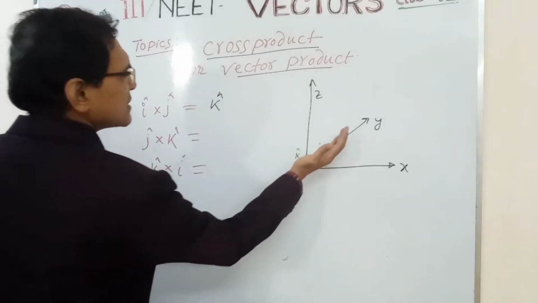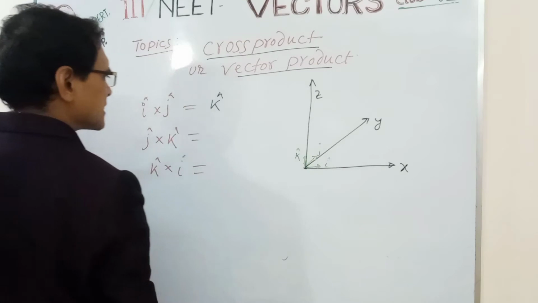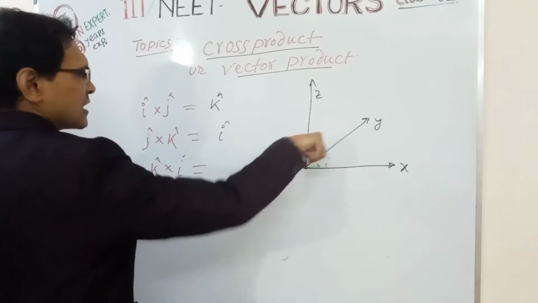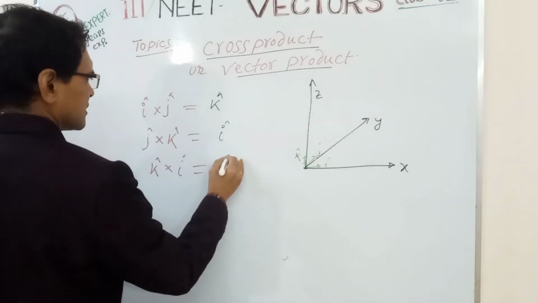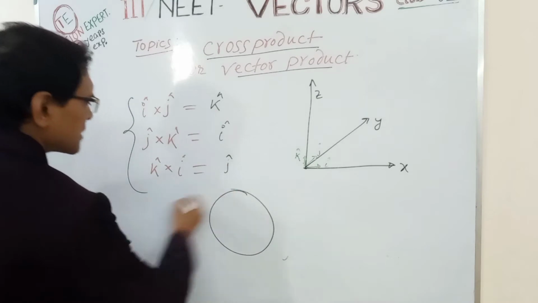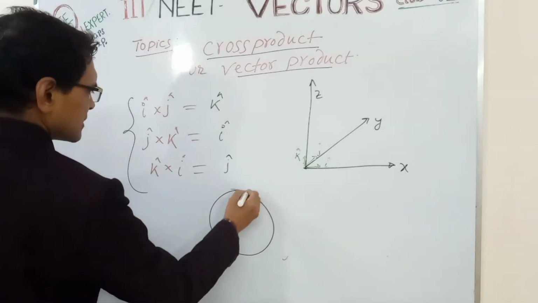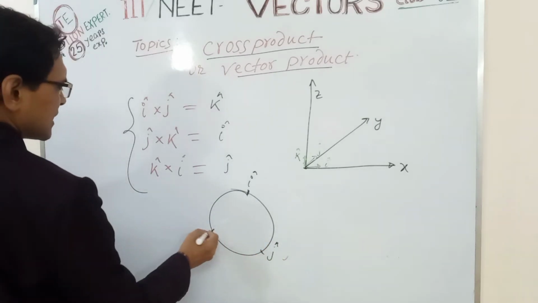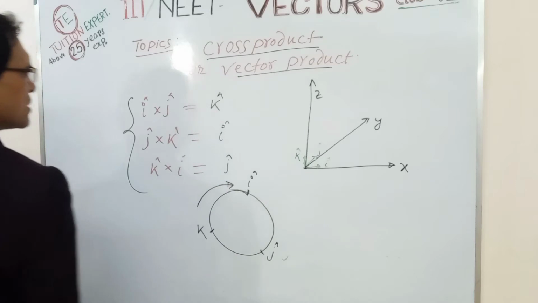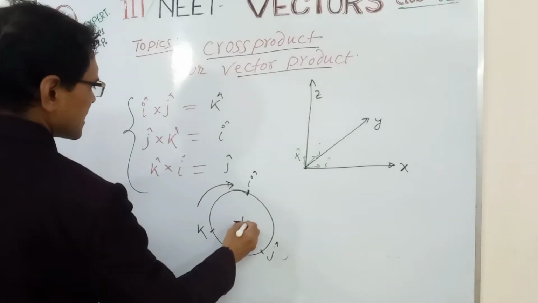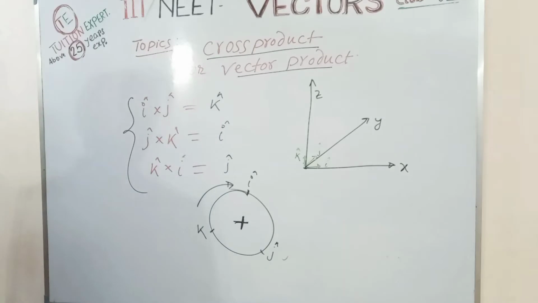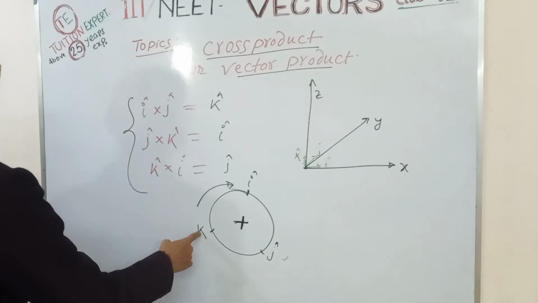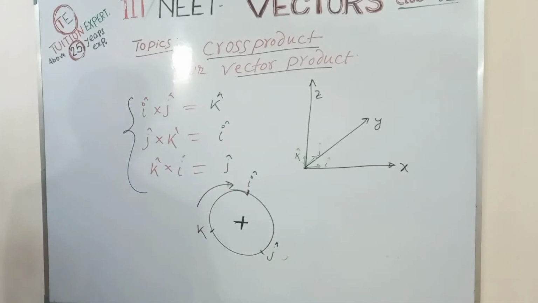Similarly, if we turn from j to k, then this is the x axis. So j cross k will be I. K to I, if you turn this way, then this becomes unit vector j. So this is the right hand system. If this is I, this is j, this is k, and if we turn from I to j, this becomes plus. Just remember this convention: I cross j equal to k, j cross k equal to I, k cross I equal to j.